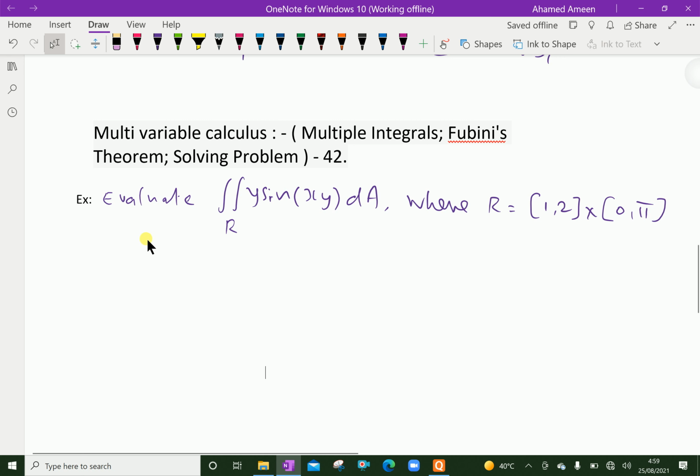Example: evaluate the double integral over R of y sine xy dA, where R is [1,2] times [0,pi]. Now, let us first integrate with respect to x.